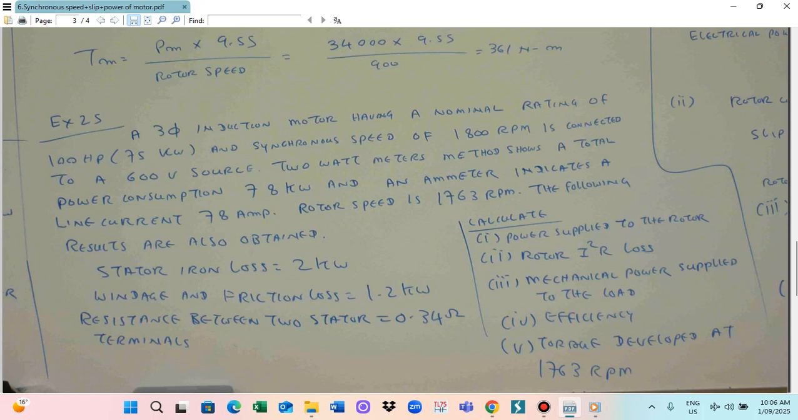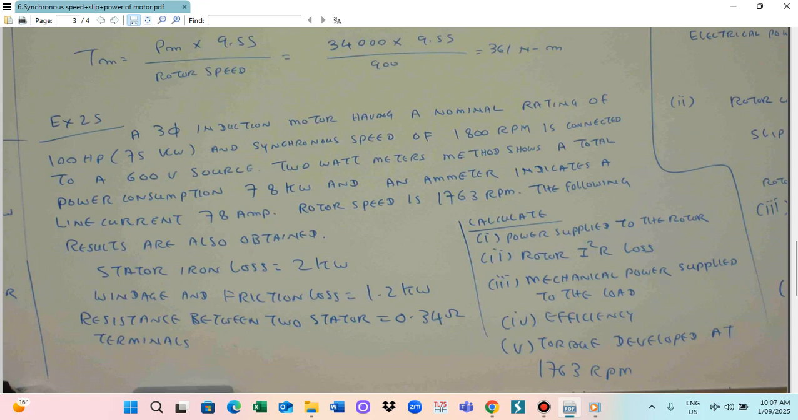So the stator iron loss is 2 kilowatt, and the windage and friction loss is 1/2 kilowatt. This is a 3-phase winding, and measuring between 2 terminals means we measure the motor's resistance this way. So this is the 3-phase winding here, and this resistance we measure is 0.34 ohm. Then you find the resistance per phase. Resistance per phase is equal to 0.34 divided by 2, which is 0.17 ohm. Okay, so we can calculate like this.